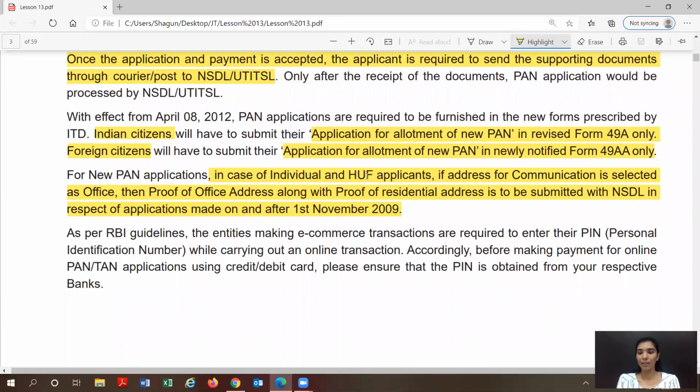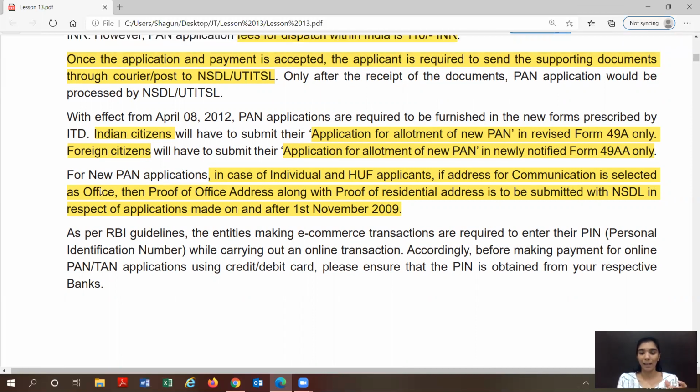In case of individuals and HUF, if the address for communication is selected as the office, when you make a PAN application, you have to mention address for communication. And if you mention such address as your office address, then you have to also provide proof of the office address along with the residential proof.